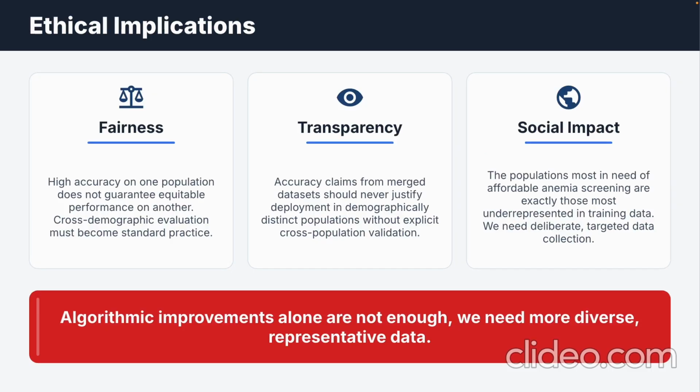This raises real ethical questions around fairness, transparency, and social impact. The population most in need of affordable anemia screening is exactly the most underrepresented in training data. Cross demographic evaluation needs to become standard practice, not an afterthought.